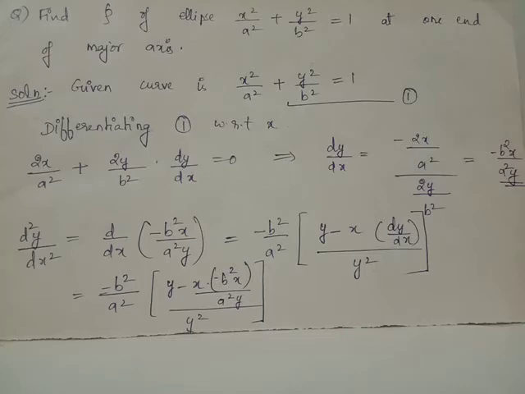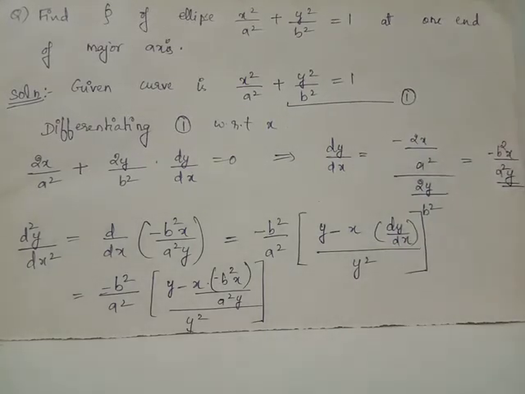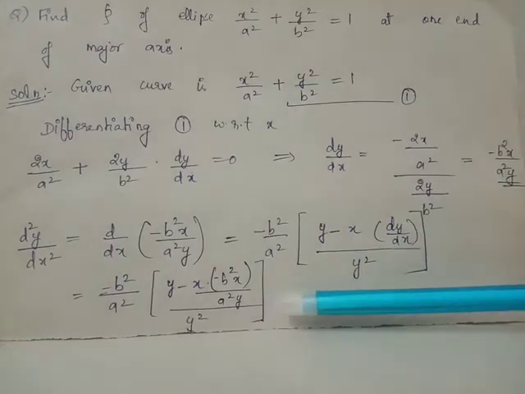d square y by dx square is d by dx of dy by dx, that is d by dx of negative b square x divided by a square y, where negative b square by a square can be taken outside the process of differentiation, being a constant. In order to differentiate x by y with respect to x, we will make use of the quotient rule for differentiation. Derivative of x into y minus x into derivative of y divided by y square, which becomes y minus x into dy by dx divided by y square. When dy by dx is replaced using this expression, we will get d square y by dx square equals this expression.